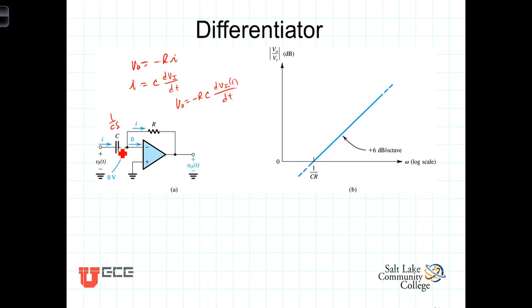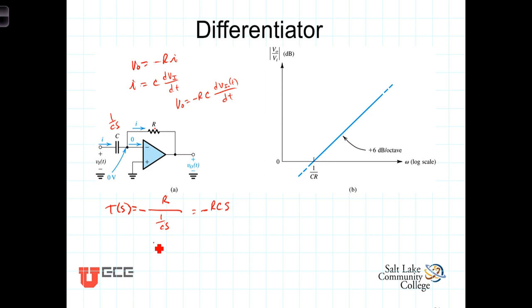Now, from the frequency domain perspective, we've got the transfer function T of s, which is just equal to negative Z2, I keep forgetting the negative, Z2, which is R, divided by Z1, which is 1 over Cs. So that turns out to be simply negative R times C times s.